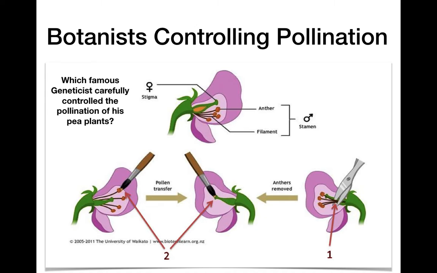There's a geneticist that very famously did this with pea plants. Does anybody know who it is? That would be Gregor Mendel, who we'll be talking about for inheritance of traits. He did this with thousands of pea plants to understand how the traits are passed on.